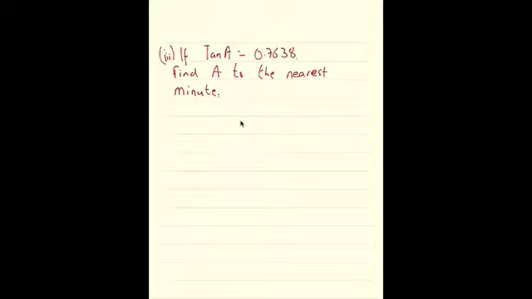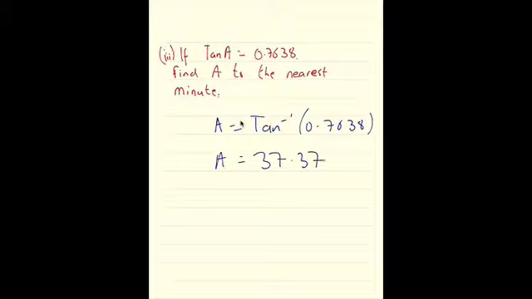Are you with me? So let's work this out. A is equal to tan inverse of 0.7638. Would you work that out for me, please? So A is equal to 37 point... give me 2 decimal places. 37.37. Okay. Is this answer in decimal or minutes? Decimal. Could you just convert that to minutes for me now, Dylan?